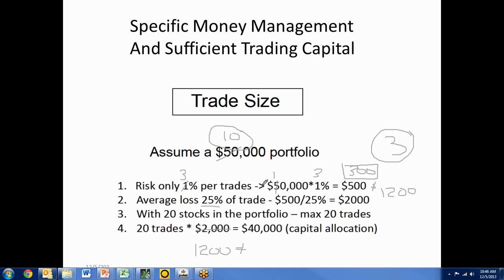This set of 4 equations is something that I put together a long time ago, and the money management and the proper trade size, I can't overemphasize this importance.